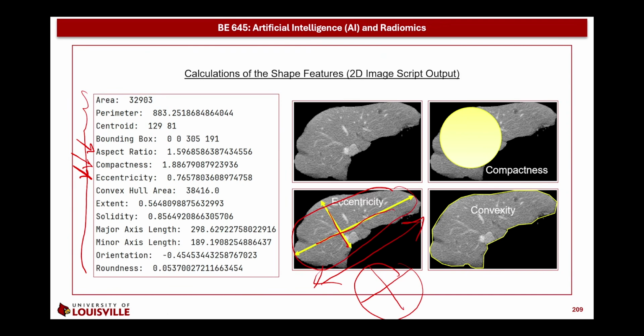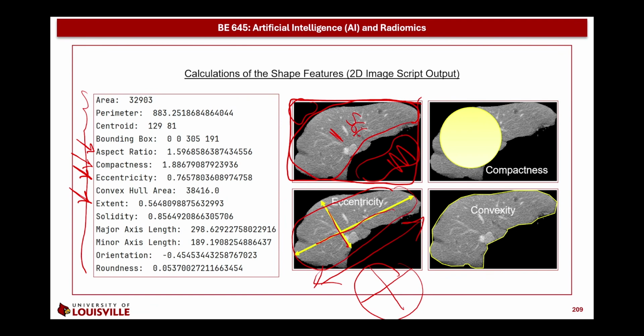The extent is 0.56, which means that the ROI occupies approximately 56% of the surrounding bounding box. So this shape, and this is the bounding box, fills only 56% of this bounding box. And this is true because we have a large region here and a large region here that's not included in the ROI.